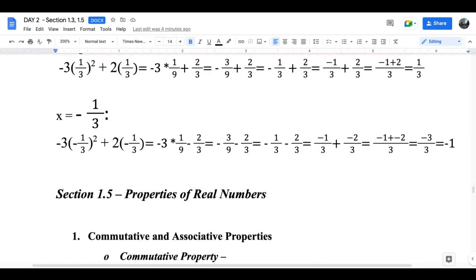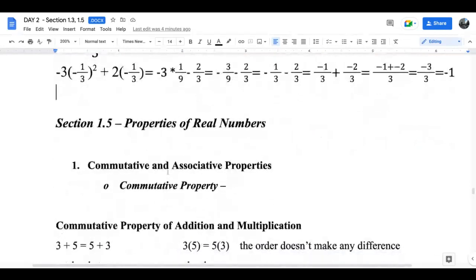So that's evaluation. We just plug in a given number in the place of the variable. Okay, so that's about the calculations of fractions.